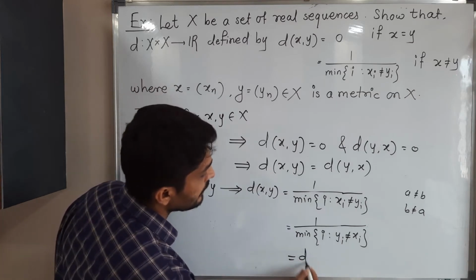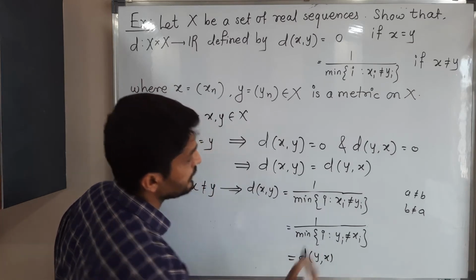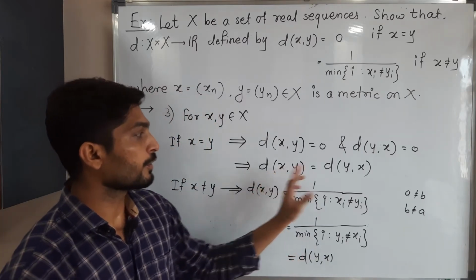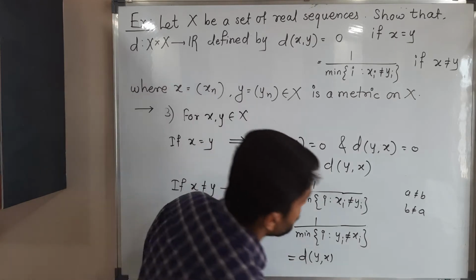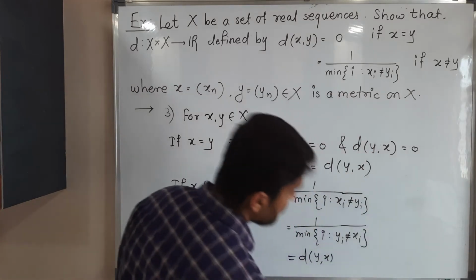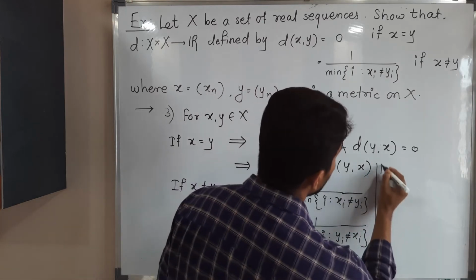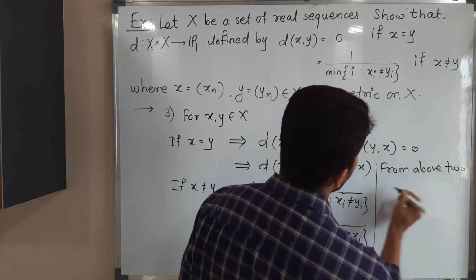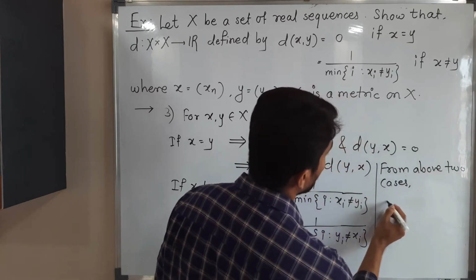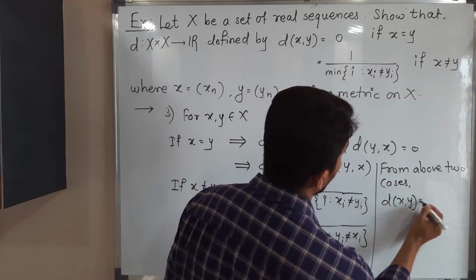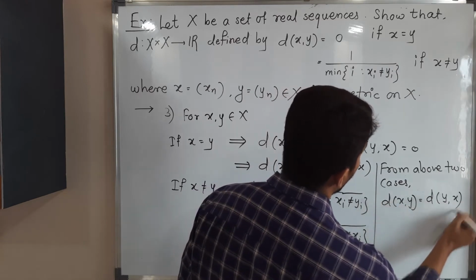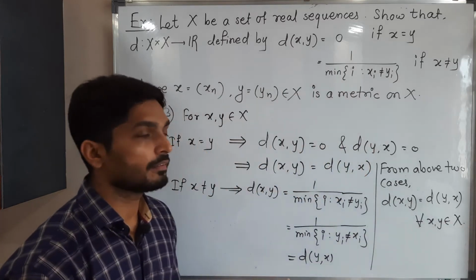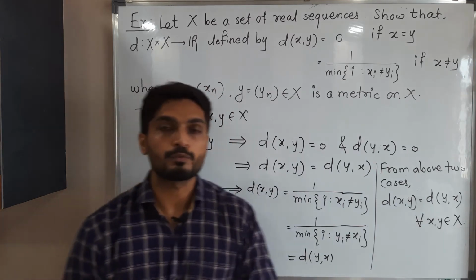So this is nothing but d of yx, since y appears first. So that's why I took y first. So d of xy is equal to d of yx. Here also d of xy is equal to d of yx. That means in both cases we get this. In short, I will mention here simply: from the above two cases, we conclude d of xy is the same as d of yx for all x, y belonging to X. So symmetry we proved. Therefore the third property is also done here.